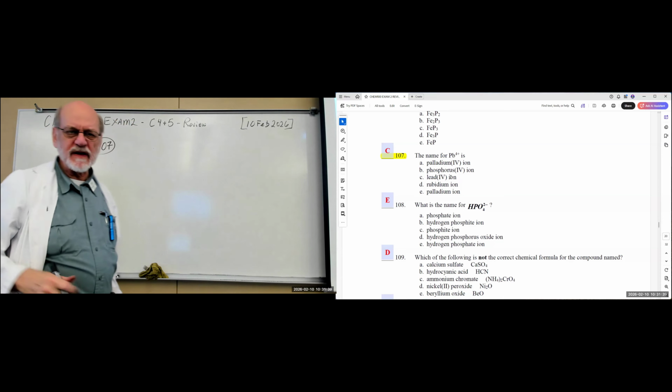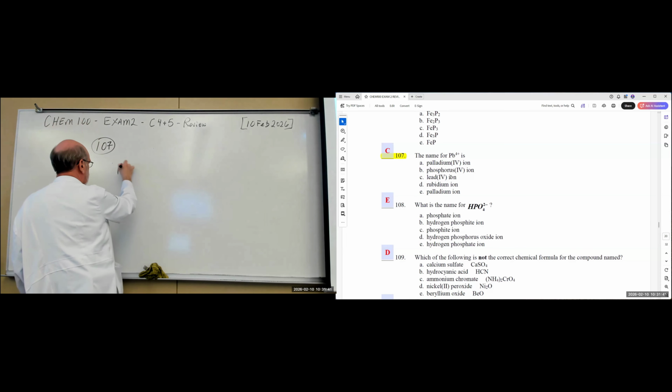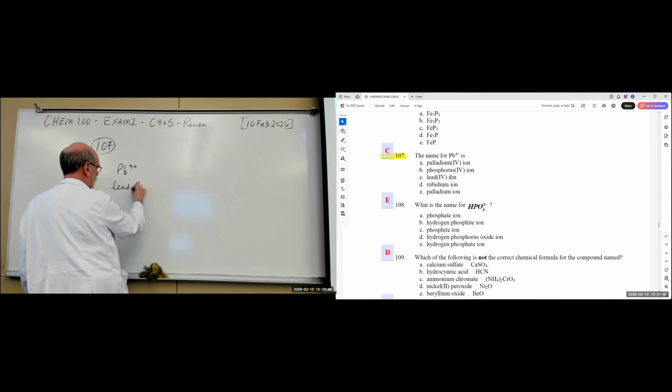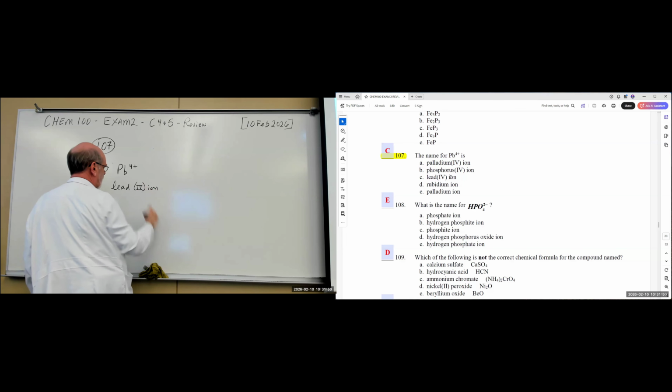The name for Pb4 plus. Pb4 plus would be lead(IV) ion.